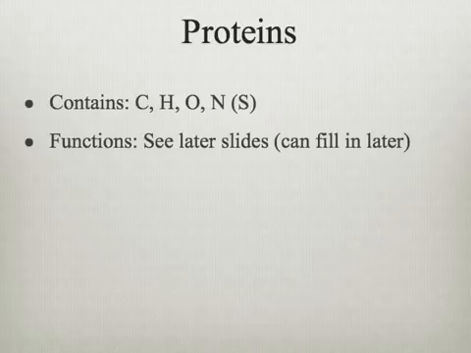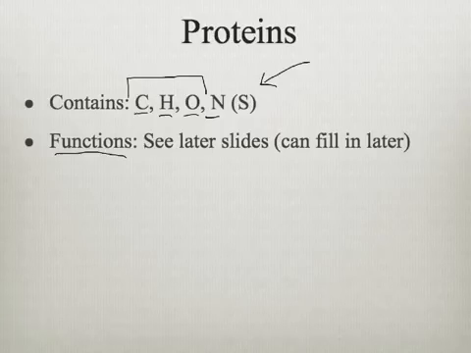Okay, so proteins always have 4 elements. They always have carbon, hydrogen, oxygen, and nitrogen. So this is different. Remember, carbohydrates and lipids just had carbon, hydrogen, and oxygen. So they always have these 4, and then sometimes they have sulfur. So that's why I've put the S in parentheses here, indicating that they always have carbon, hydrogen, oxygen, and nitrogen, and they sometimes have sulfur. Proteins have a ton of different functions, and we're not going to get to that until the third protein video, so hold off on the functions of proteins for now.